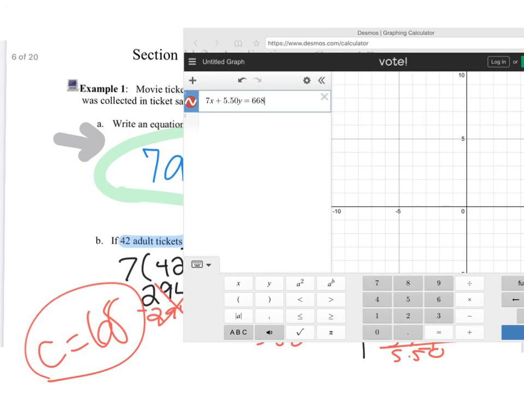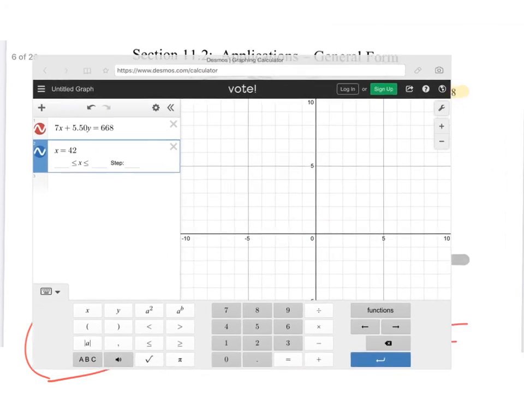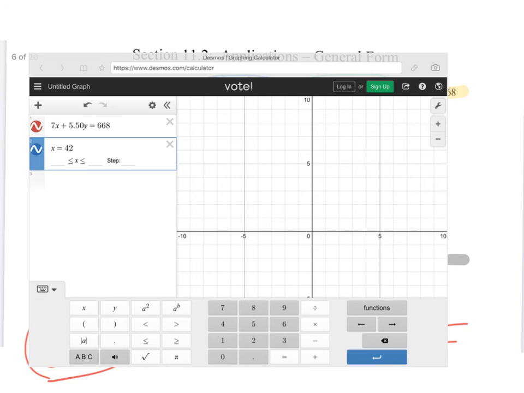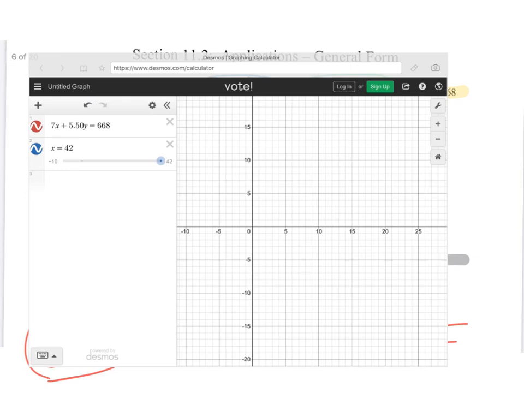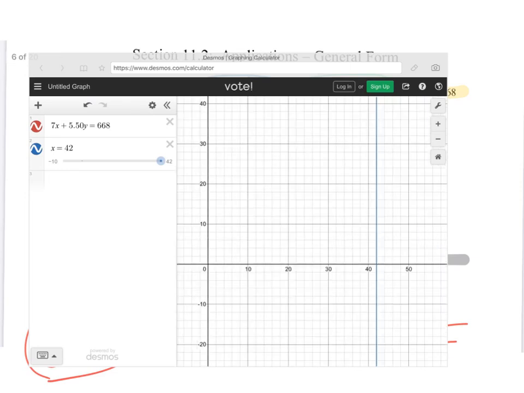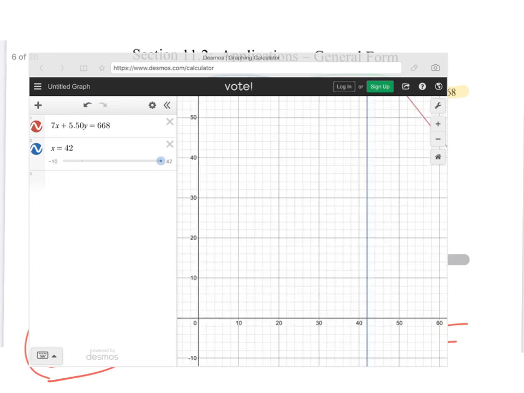So at this point, we know x is adults and y is children, because we had that in our original function. And we know that there were 42 adult tickets, which means we know that x is equal to 42. So I've created now the original function and what I know one of the variables to be. And so if I zoom out, I can see my line where x is 42 right here. That line exists where x is 42. That's just telling us that that's the value of x.